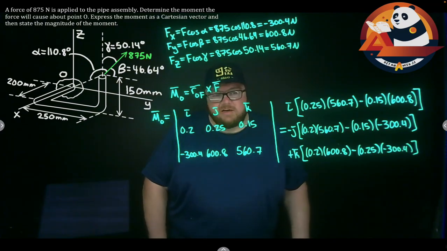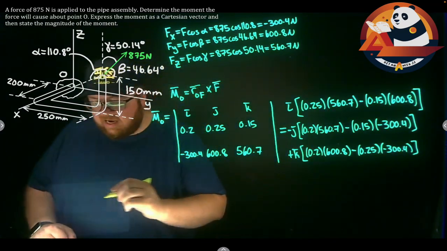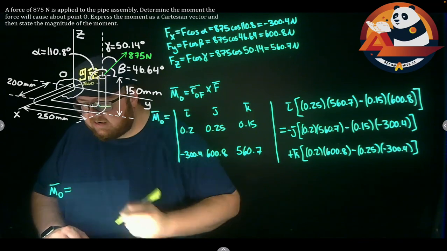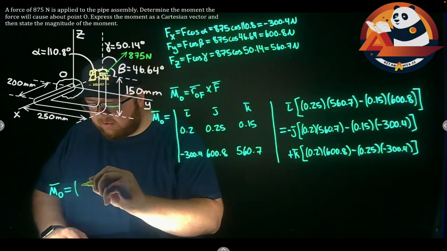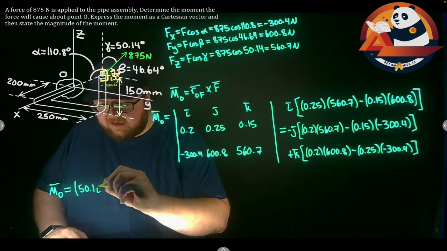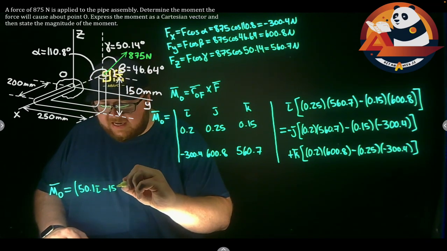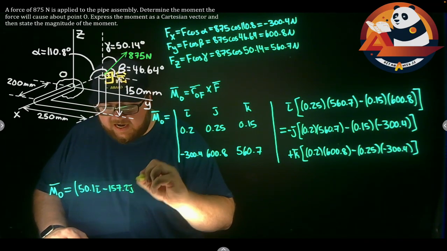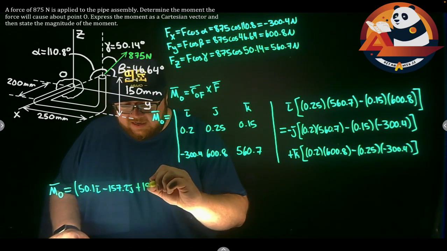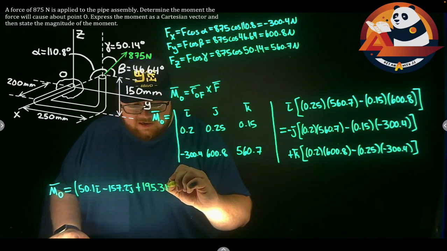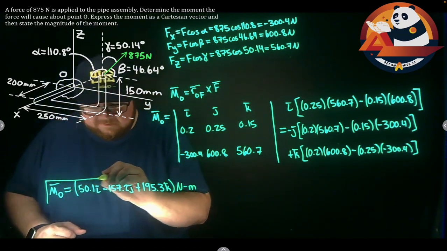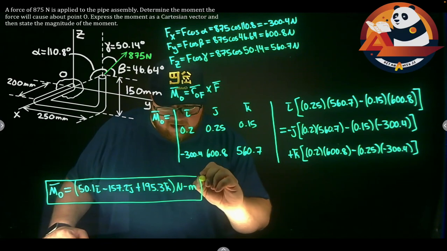We just need to evaluate that then. Punching that into our calculator, just one line at a time in here. I'm going to get to my moment about the origin, MO. This is going to be one of my answers in here, is our i component works out to be 50.1. Our j component is negative 157.2 j. And our k component, when we evaluate it, is going to be plus 195.3 k. And our units are Newton meters for the entire thing in there. But that would be our first answer.